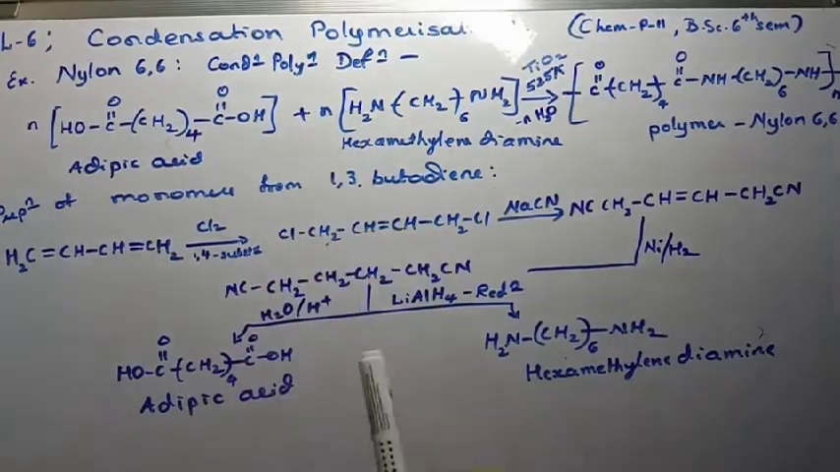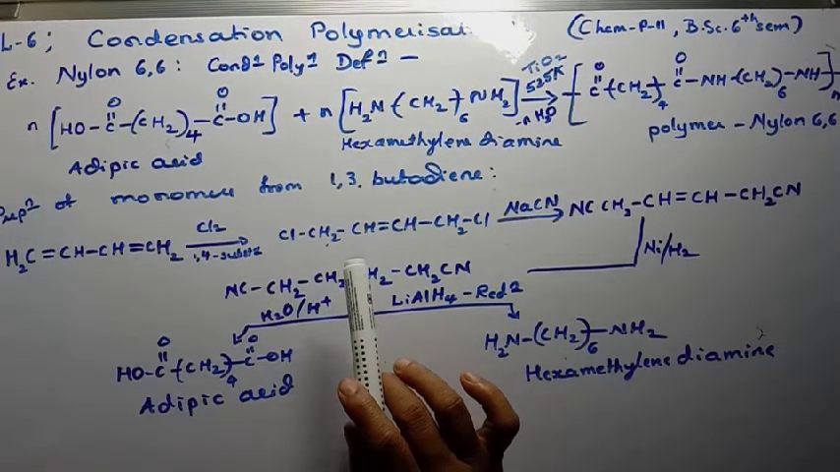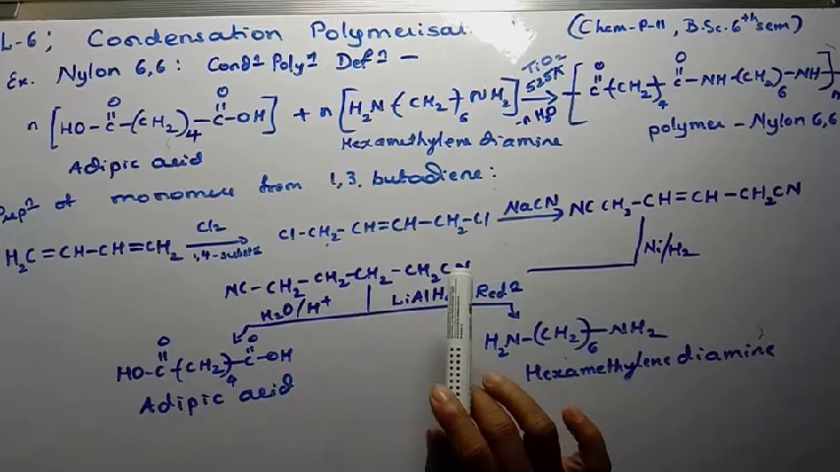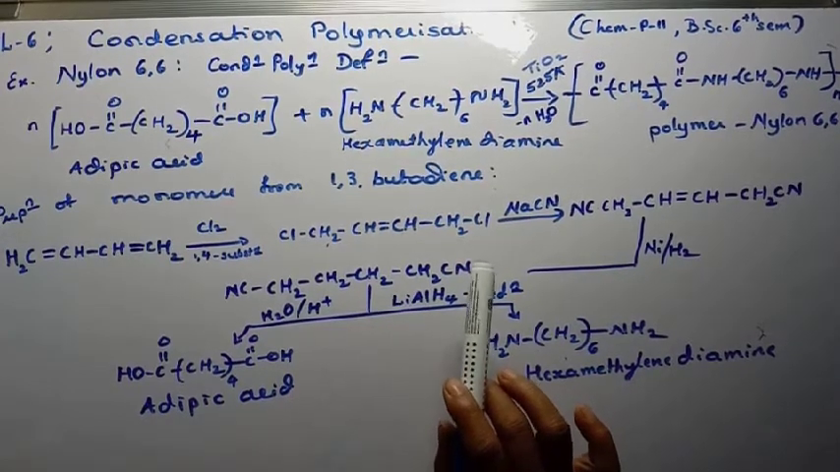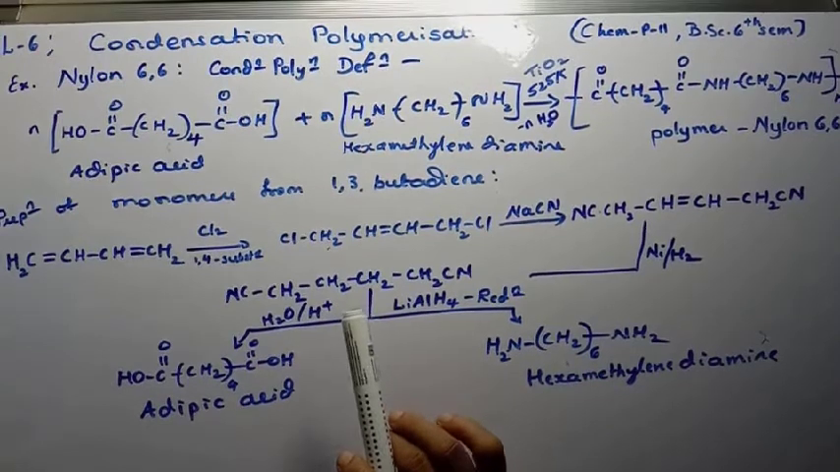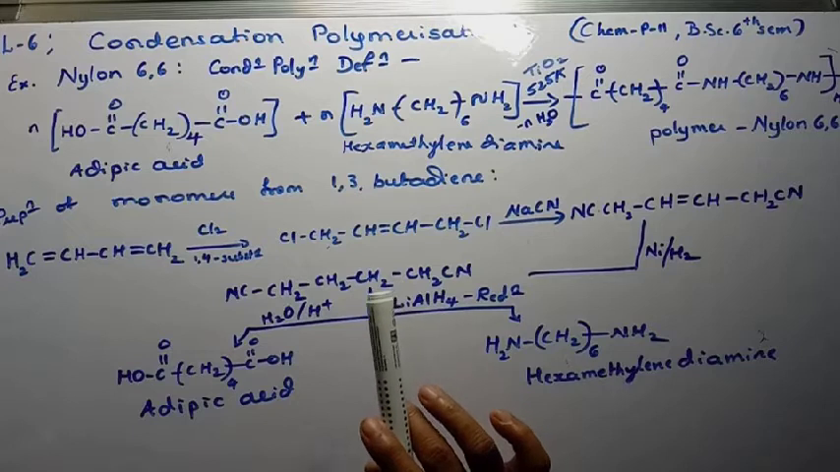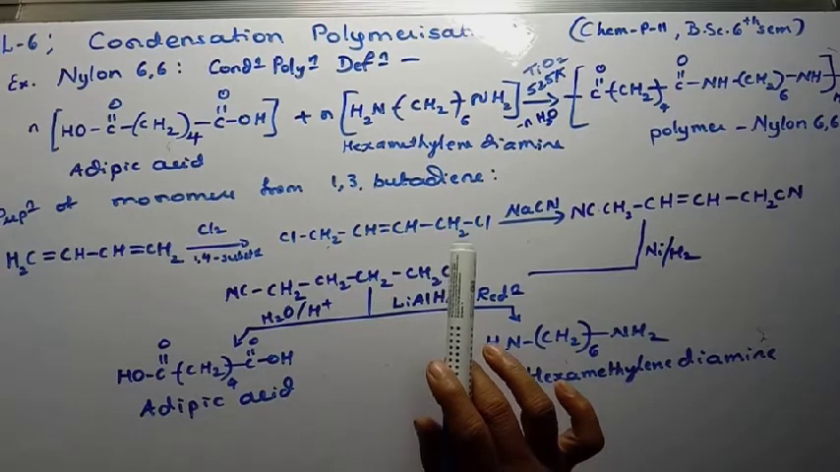It is a process in which two or more different bifunctional monomers are subjected to condensation reaction, during which there is an elimination of simple molecules like H2O, HCl, NH3, etc., to give a macromolecule or a polymer. It is said to be a condensation polymerization. So in condensation polymerization, two different bifunctional monomers undergo condensation reaction with the elimination of simple molecules to give a macromolecule.